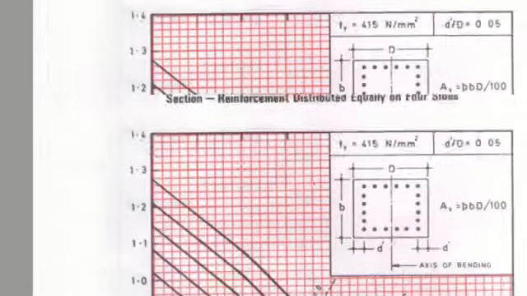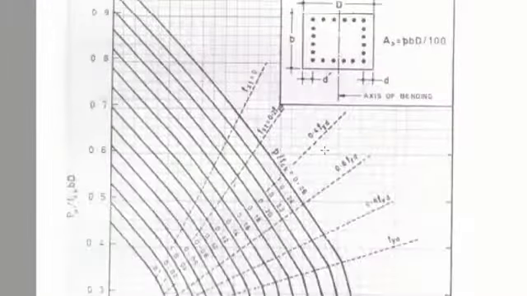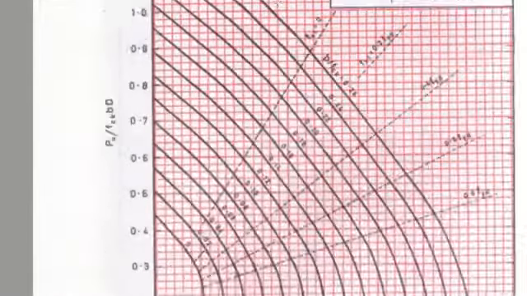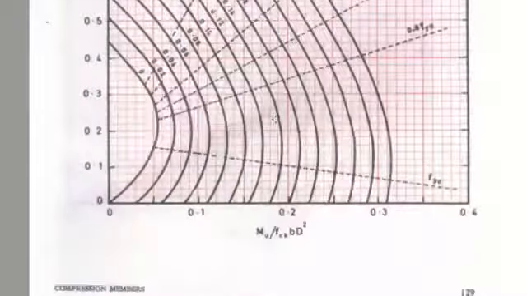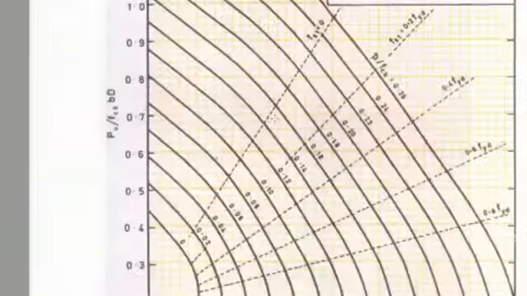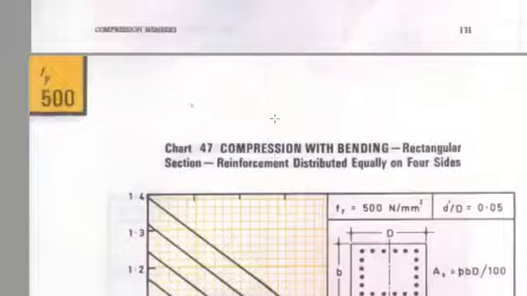Correct? If you see in SP16, these graphs are in different colors. For Fy 250, all graphs are in black and white. For steel grade 415, all graphs are in red color, and for steel grade 500, all graphs are in yellow color, right? So you can easily find which graphs are for which grade, correct?